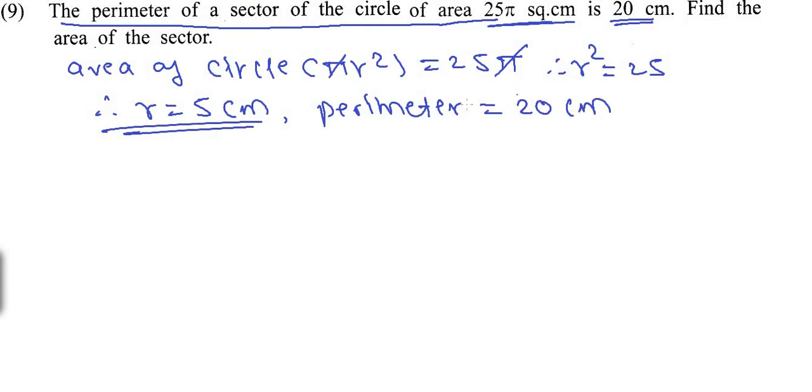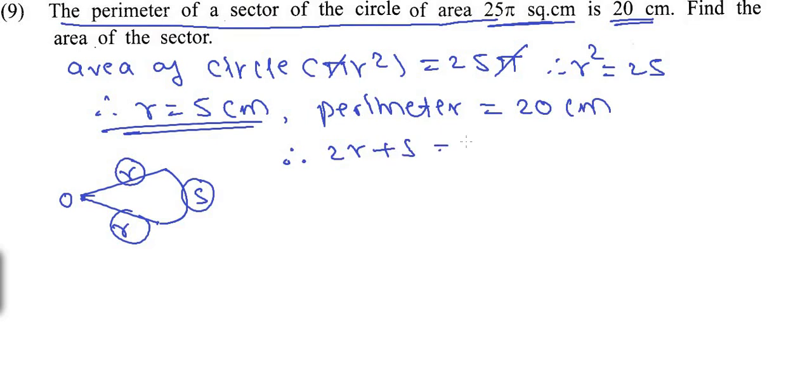Now perimeter of a sector. Have a look at this. Now this is a sector, right? This is center of the circle O, radius R, and this is length of arc S. The perimeter of the sector is the sum of all sides. Let us add all sides. R plus S plus R. So isn't it 2R plus S is equal to 20 centimeter.